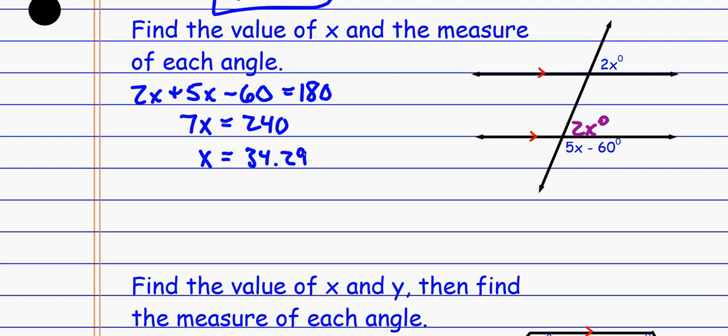But then it asks me to find each of these, so I have to plug it back in. One of those, the 2x, this angle, is going to be 68.57. And then the other angle, you could just subtract from the 180. That gives me a 111.43. A good way to check that would be to actually plug that 34.29 in there and multiply it by the 5 and subtract the 60, all right? Just to check it, okay?